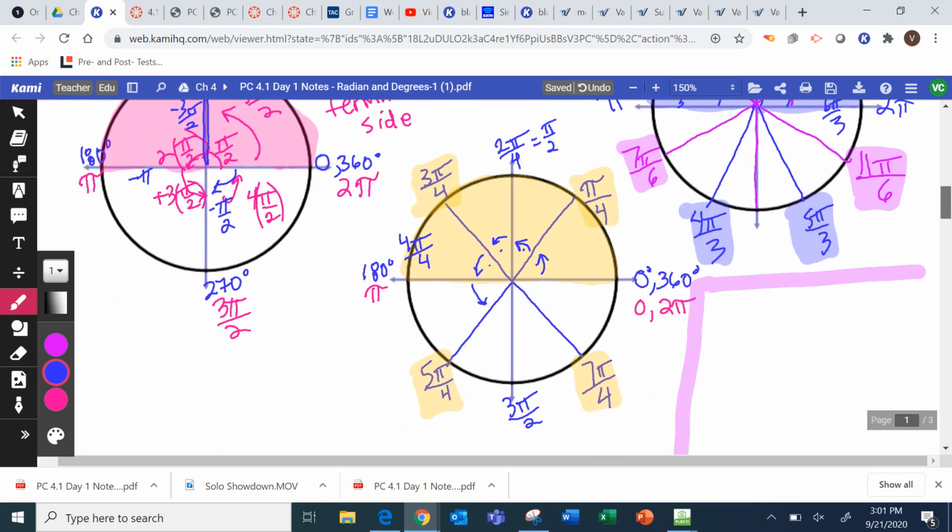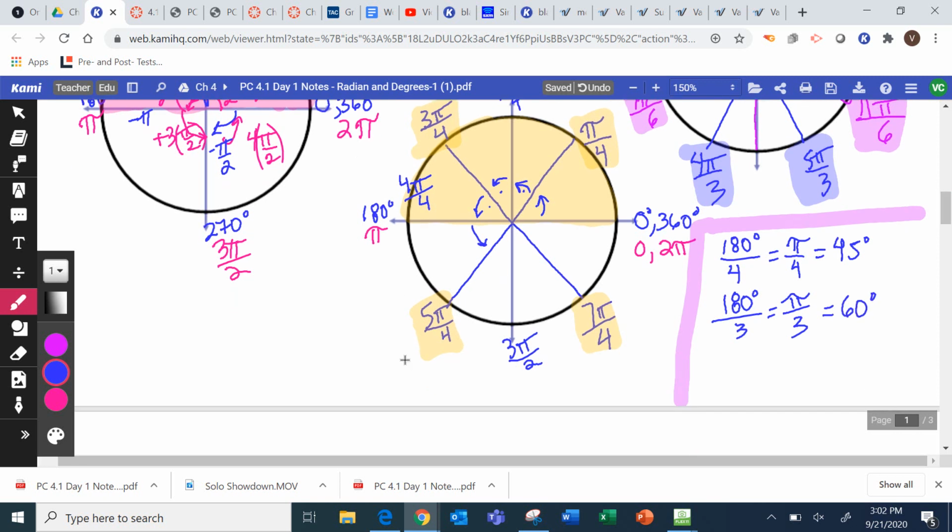The other ones, the 4s. If I take 180 degrees and I divide that by 4, it's the same thing as pi divided by 4, that is 45 degrees. If we take 180 degrees and divide it by 3, same thing as pi divided by 3, that is 60 degrees. And 180 degrees divided by 6, which is pi over 6, is 30 degrees.